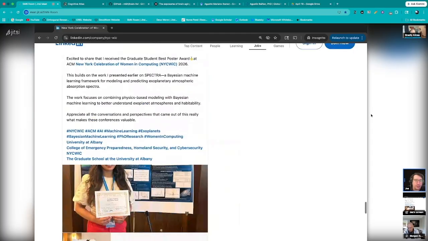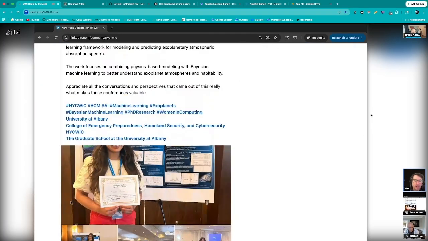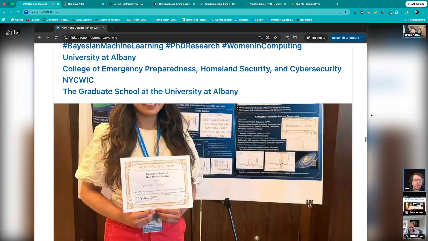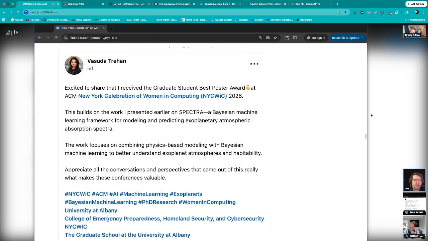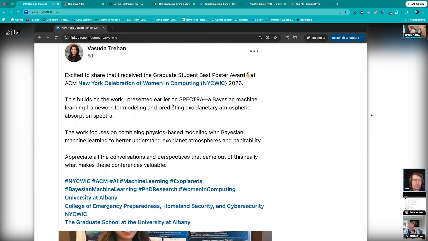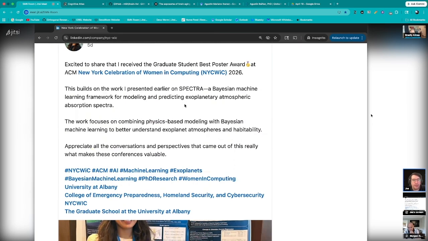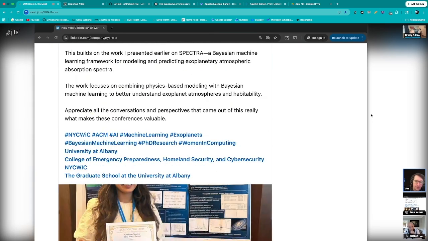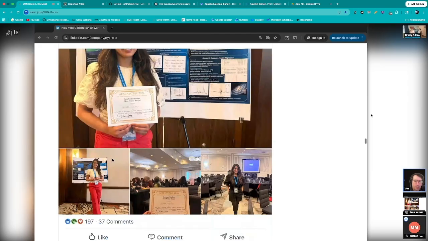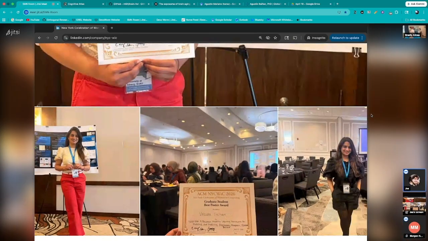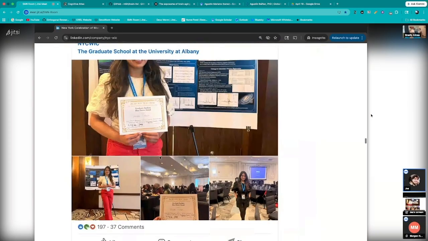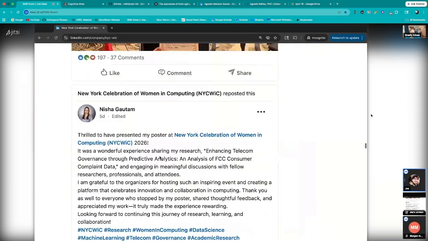Oh yeah, she had a fantastic poster too. Yeah, okay, this is the person who did the NASA work, a spectra of age and learning framework for modeling and predicting exoplanetary atmosphere. She had a very good poster and presented it well, and also gave a research talk on it. So yeah, just a bunch of cool stuff.